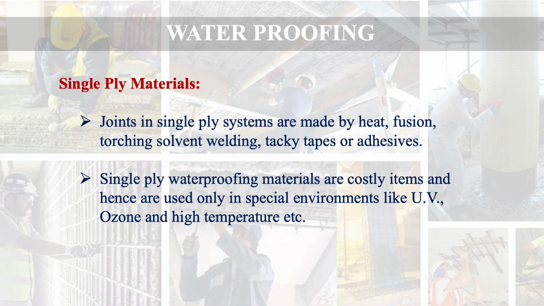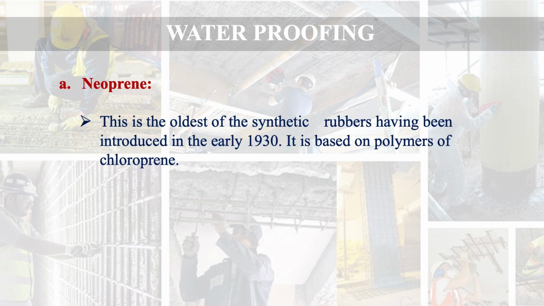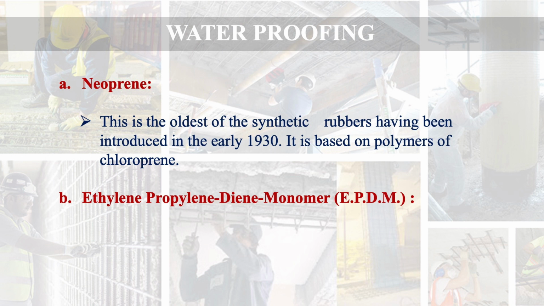Single ply waterproofing materials are costly items and hence are used only in special environments like ultraviolet radiation, ozone and high temperature, etc. Different materials used are neoprene. This is the oldest of the synthetic rubbers, having been introduced in early 1930. It is based on polymers of chloroprene, ethylene propylene diene monomer, EPDM.